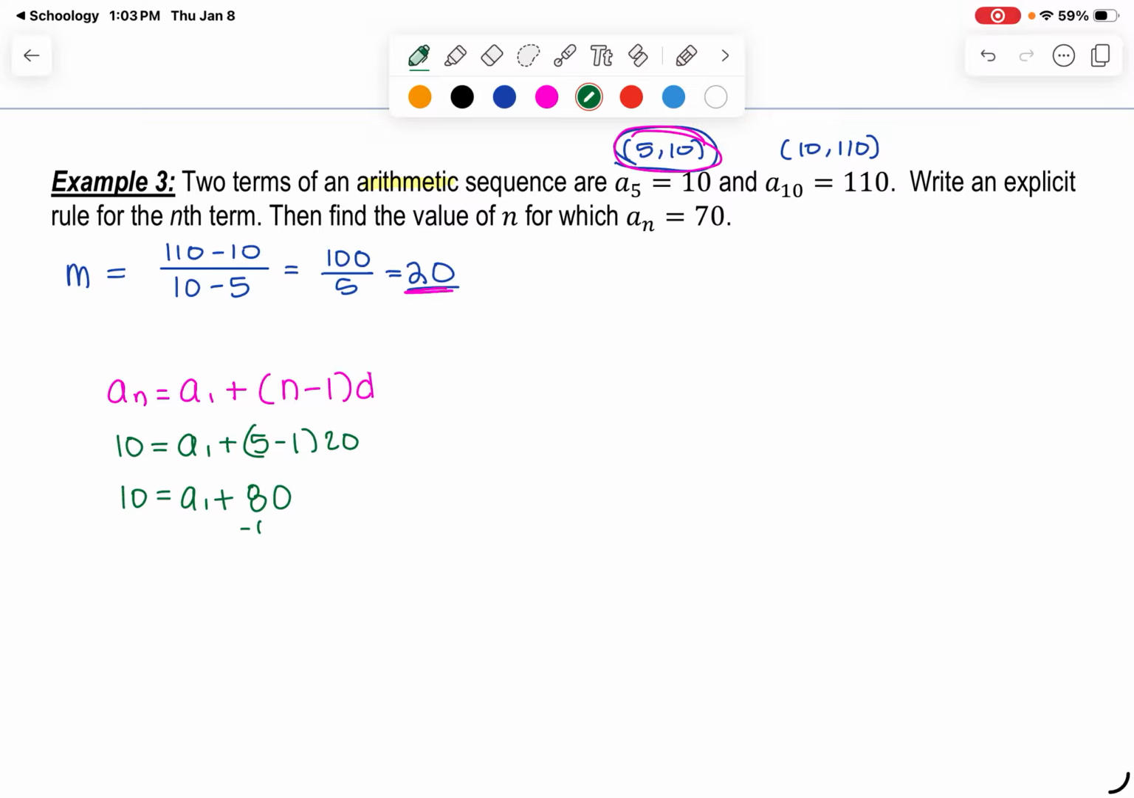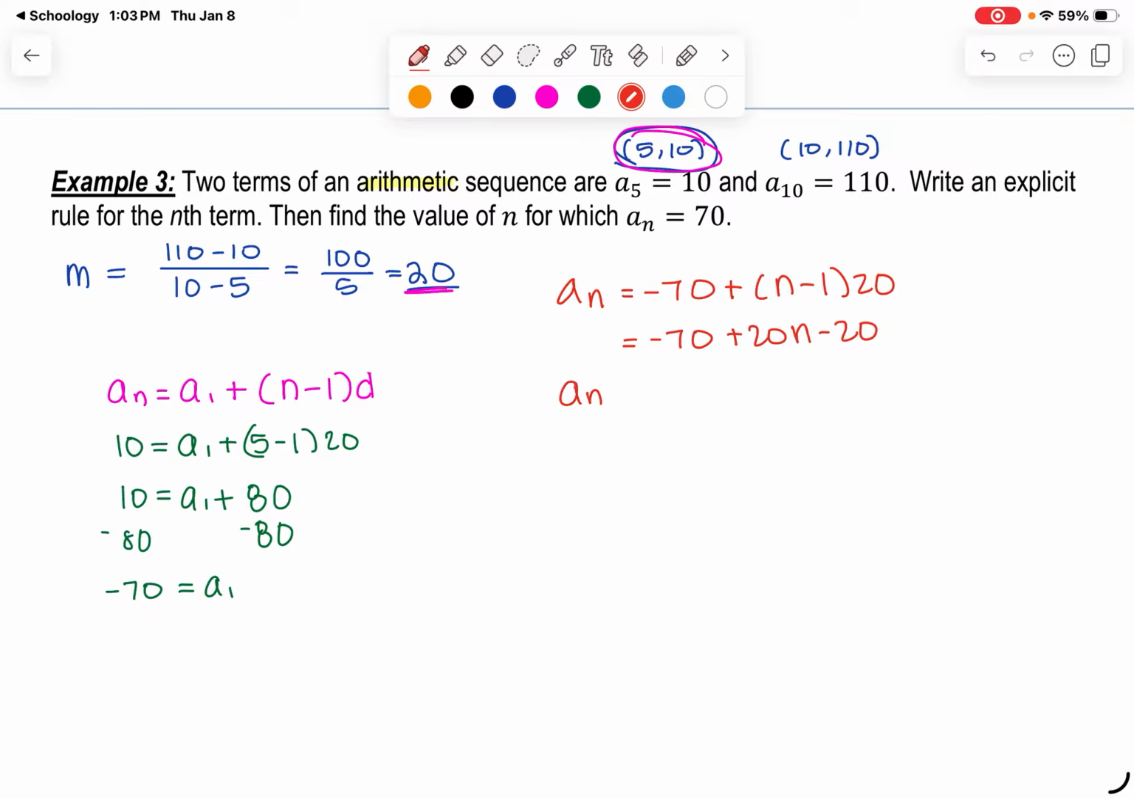Subtract 80 from both sides. And I get my first term is negative 70. So negative 70 is a sub 1. And now I can write my rule. So I have a sub n is equal to negative 70 plus n minus 1 times my difference, which is 20. And then just get that cleaned up, right? We want it in a simplified form. So negative 70 plus 20n minus 20. So my rule is a sub n is equal to 20n minus 90.